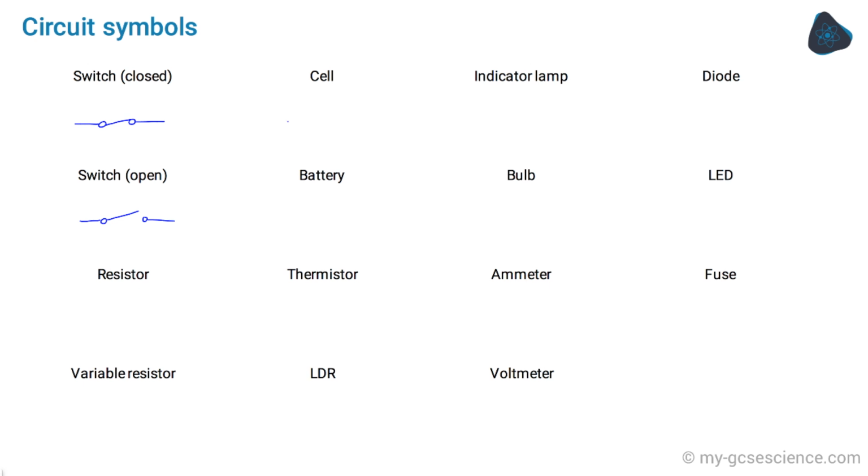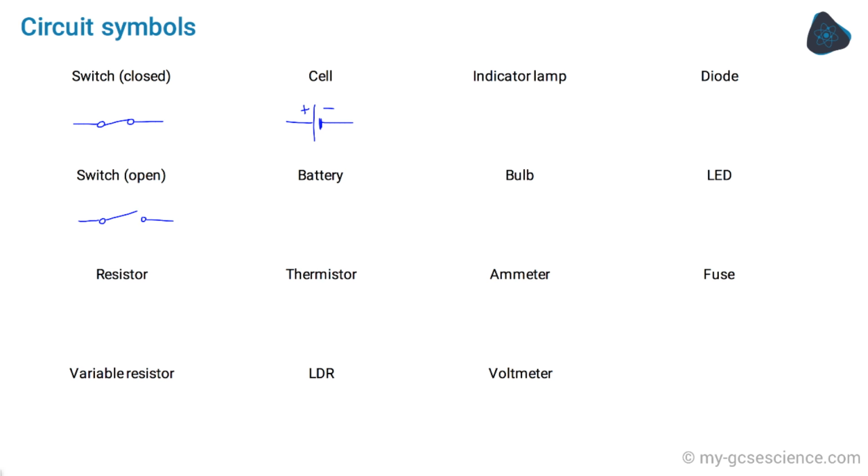Okay, a cell is a component which pushes current around the circuit. Its symbol has a long side and a short side, as you can see here. It's important for you to remember that the long side is the positive end of the cell and the other is the negative.